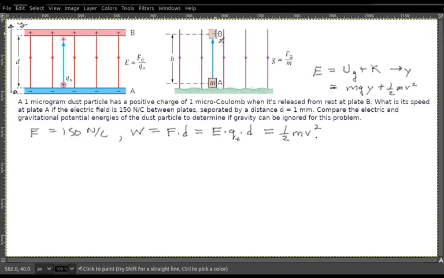So if you know that you released it from rest up here, and you know the height, you can figure out how fast it's going at the bottom, or how fast it is anywhere along the way, if you know the position along the way. Okay, so that's great.